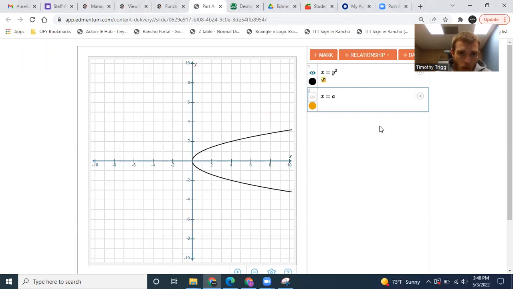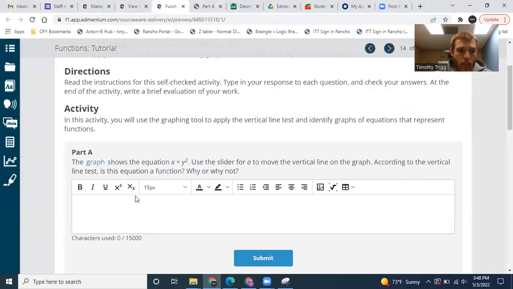So you're going to go ahead and state just that. So, this relation x equals y squared is not a function because it fails the vertical line test.